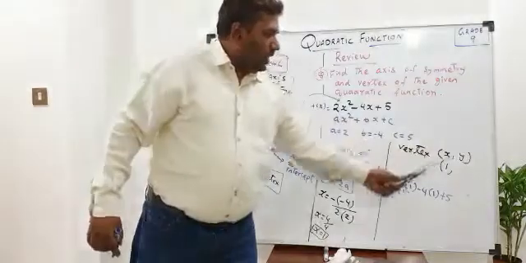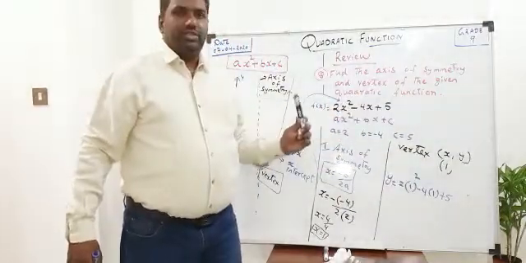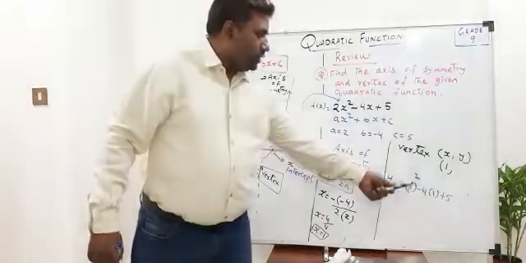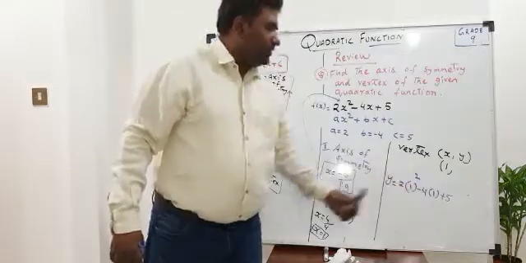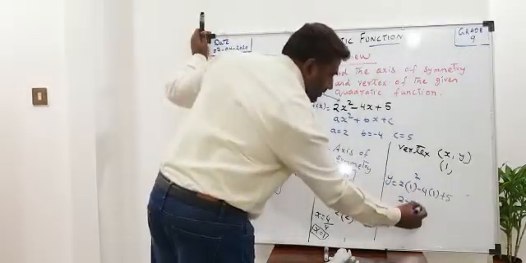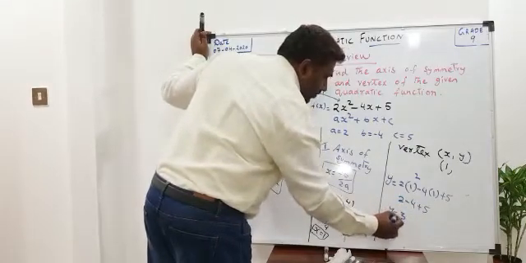To find the y, I will put the value of x back in the main function. 2x square minus 4x plus 5. 2, x is 1, square, minus 4 times 1 plus 5. So that will give me 2 minus 4 plus 5. 7 minus 5 is 3. So the value of y is 3.